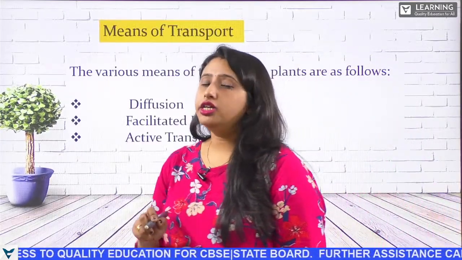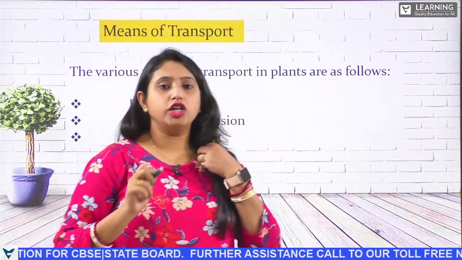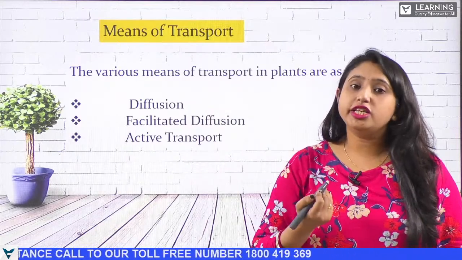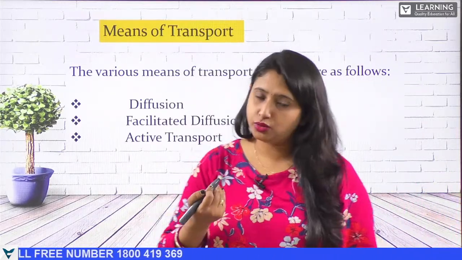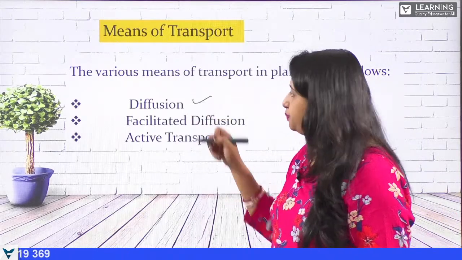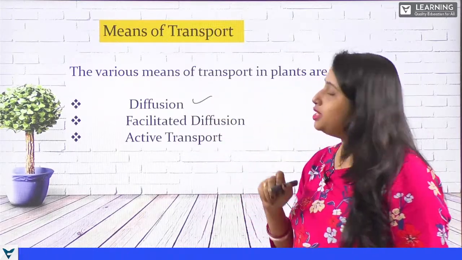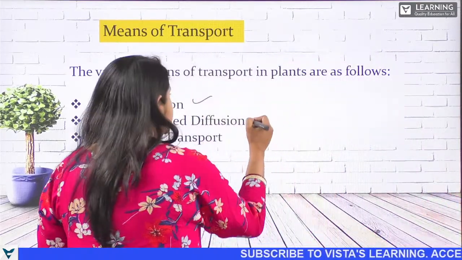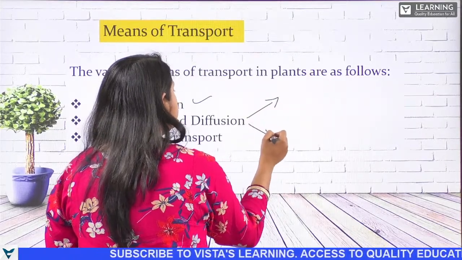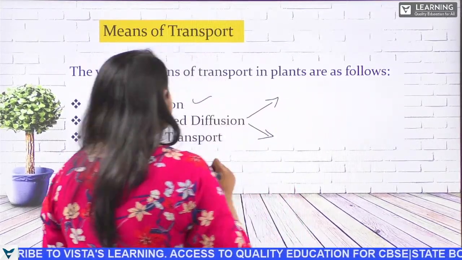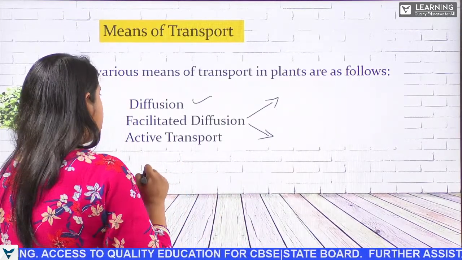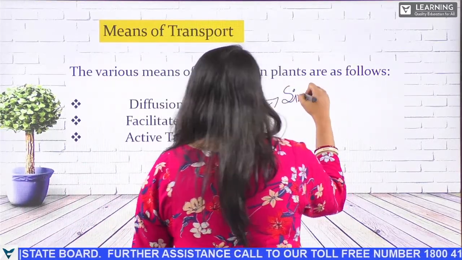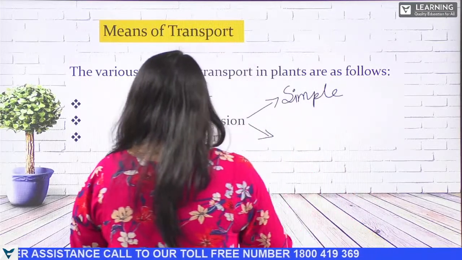Now we are into the topic that is the means of transport. How is this transportation taking place basically? It takes place by following these three processes. What are the three processes? That is diffusion, facilitated diffusion, and active transport. Now this facilitated diffusion is again divided into simple and passive.